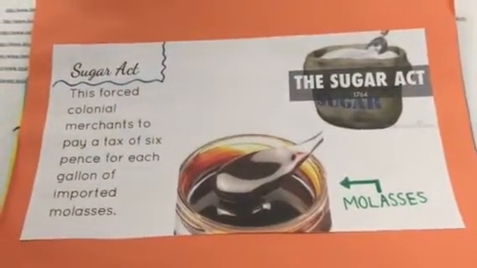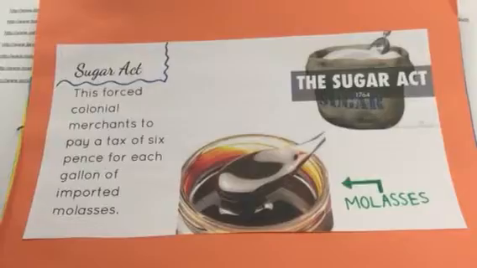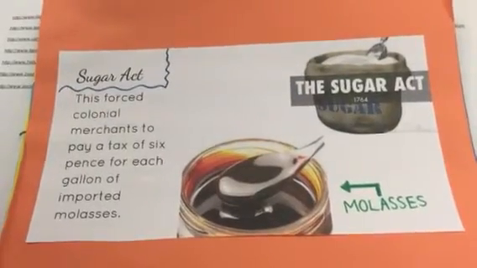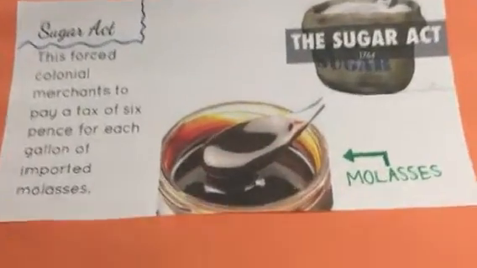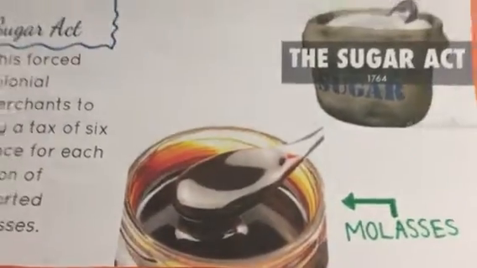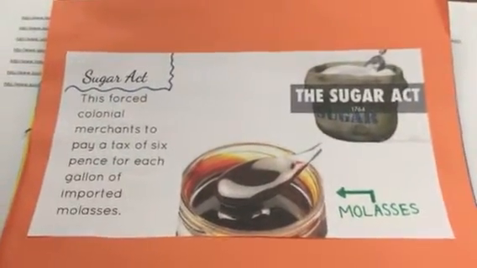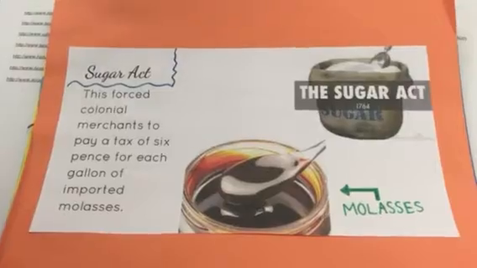The Sugar Act. The Sugar Act forced colonial merchants to pay a tax of 6 pence for each gallon of imported molasses. This was a modified version of the Sugar and Molasses Act, which was about to expire and was passed in 1733.